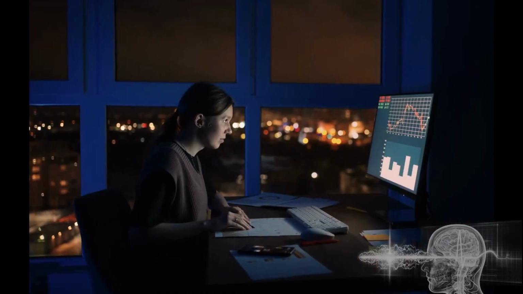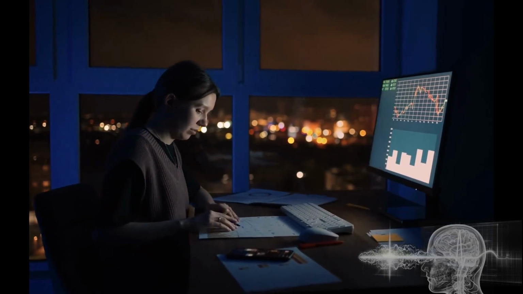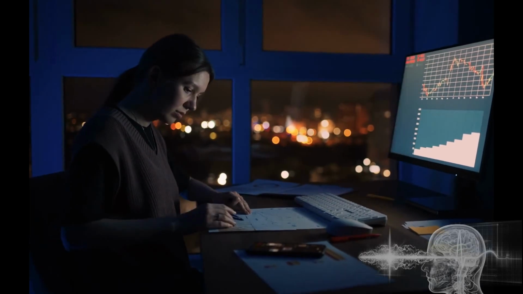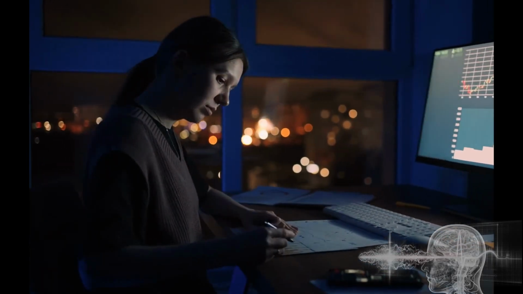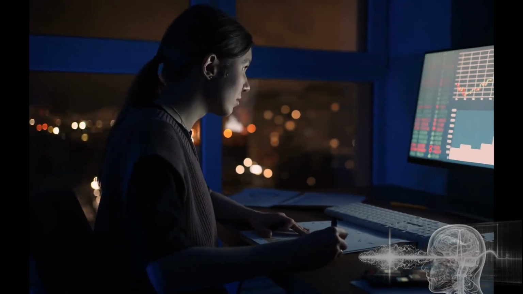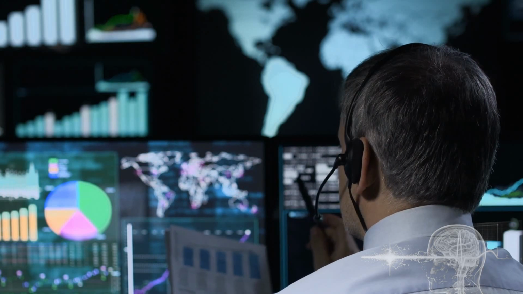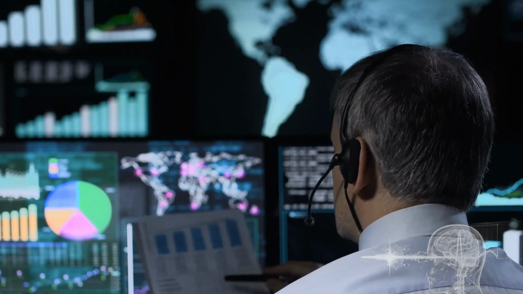Now that we understand the basics, let's dive into some commonly used technical indicators that traders rely on to make informed decisions. Moving averages are one of the fundamental tools in technical analysis. They smooth out price data and provide a clear picture of the overall trend. Traders often use the 50-day and 200-day moving averages to identify long-term trends and potential entry or exit points.